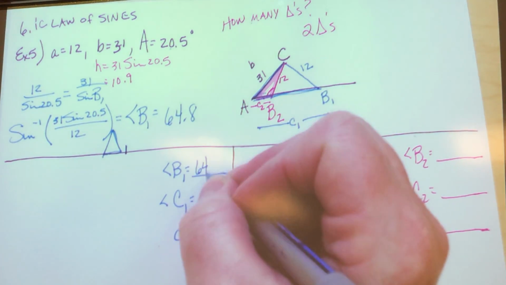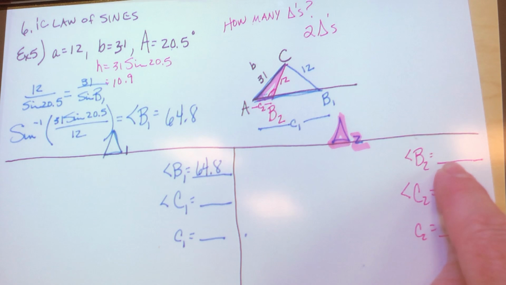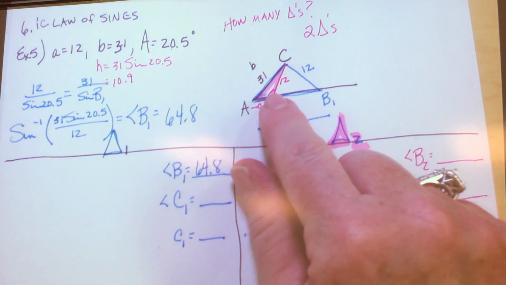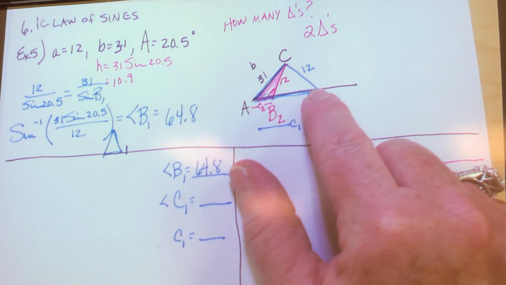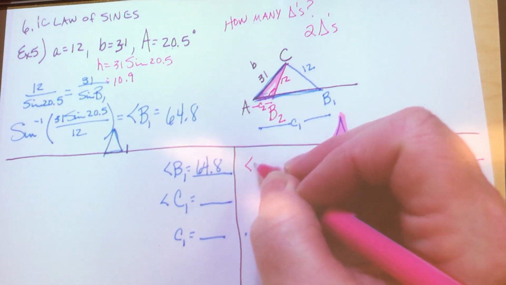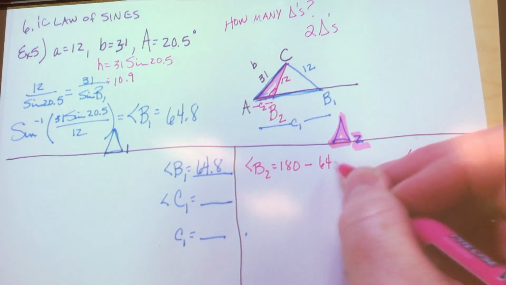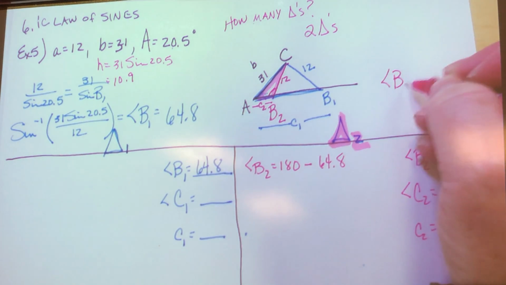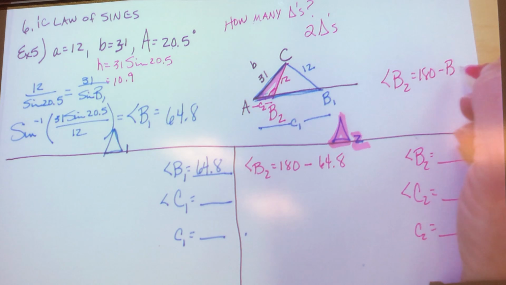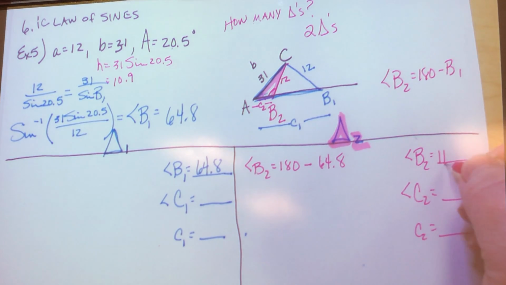Okay, so 64.8. So this is 64.8. Now listen to me. Right now, you need to go find B sub 2. What did y'all say was the relationship between this angle and this angle? Subtract from 180. Yeah, they're supplementary. So right now, I'm going to say angle B sub 2 is equal to 180 minus B sub 1, which is 64.8. 180 minus 64.8 is 115.2.